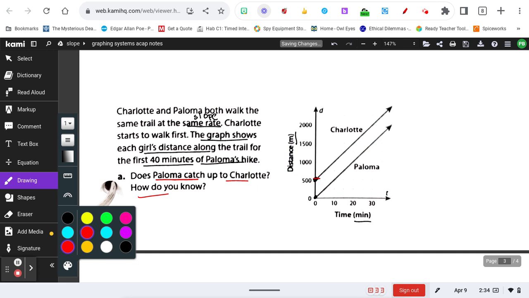Well, the lines never cross, and Paloma's line is never above Charlotte's line. So that is definitely a no. Poor Paloma gave Charlotte a head start and never caught up with her. Also, these lines are parallel, which means the rates of change are the same. So they're walking the same speed, or hiking the same speed.